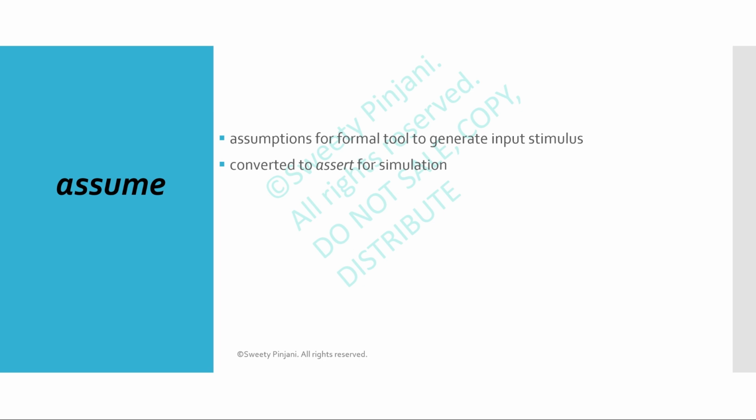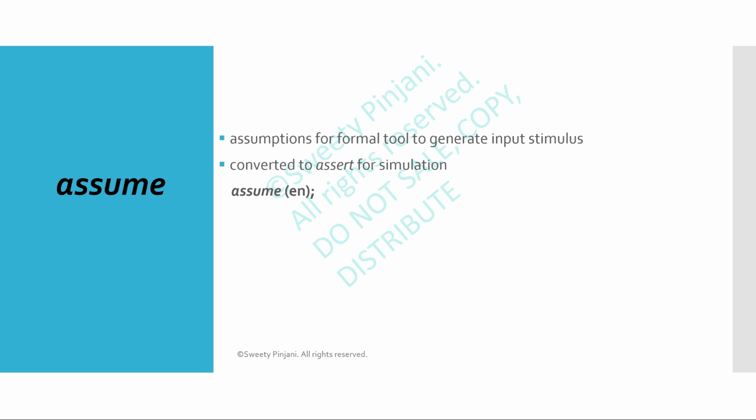For now, remember that assume, in case of formal, is used as an assumption to generate your input stimulus. Depending only on that assumption, your stimulus is generated. But in case of simulation, this assume will first be converted to assert. For example, there is an enable signal in the design and I am assuming enable. It means I want my enable signal to be always 1.